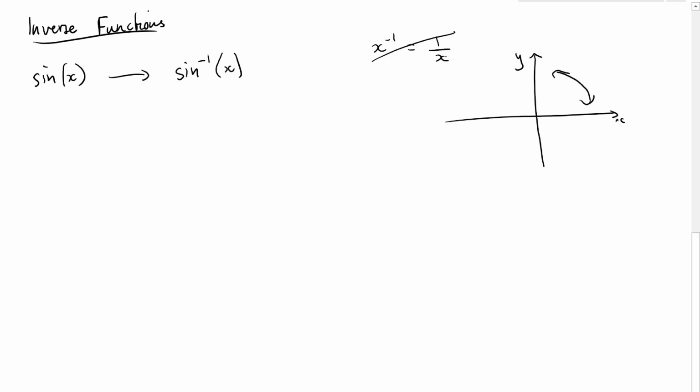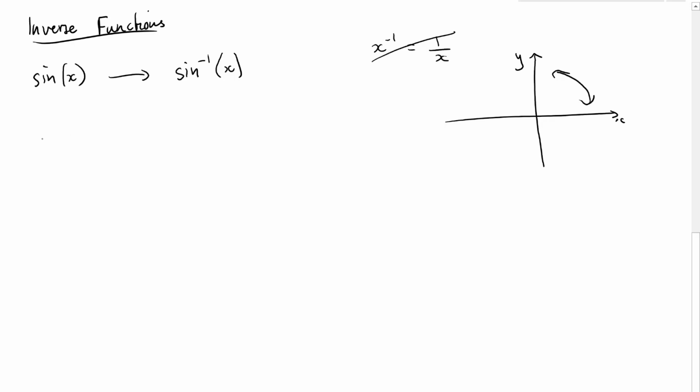So now my y values all lie across the x axis, and all my x values lie across my y axis. And what that means is that I'm basically rearranging my formula so that instead of saying y is equal to something, I'm going to say x is equal to something. So let's take an example.